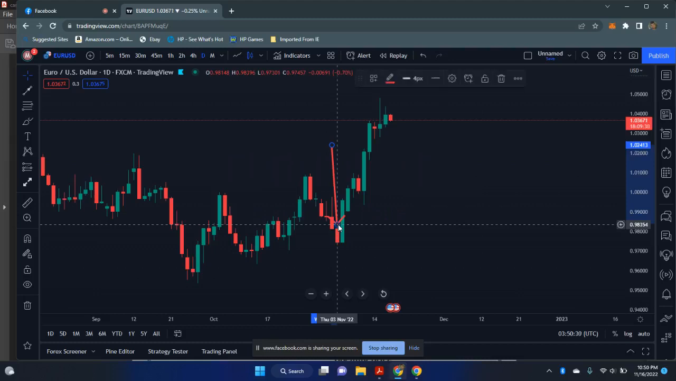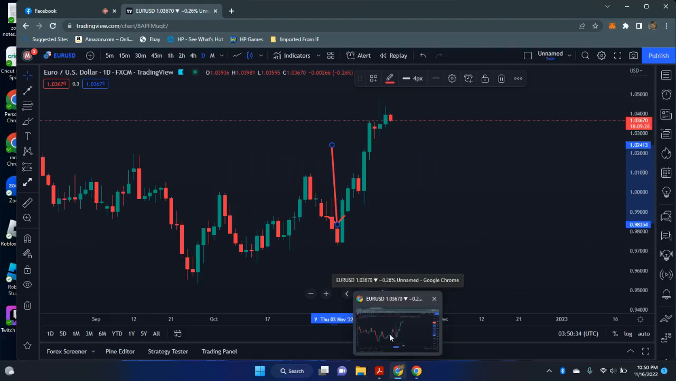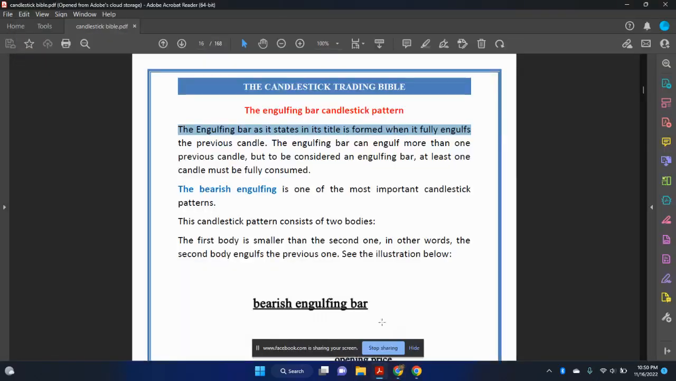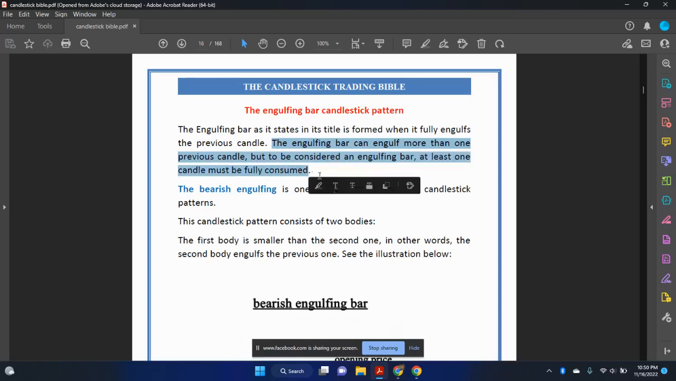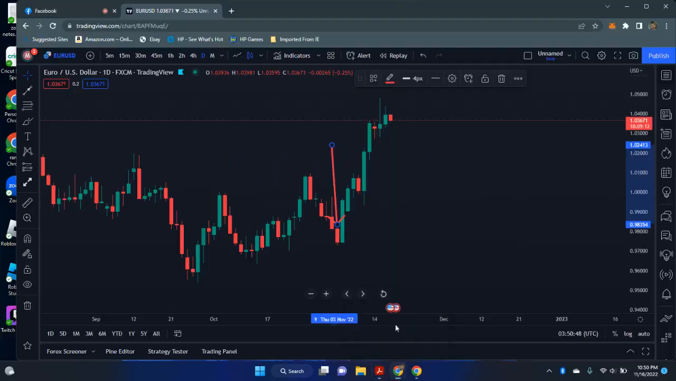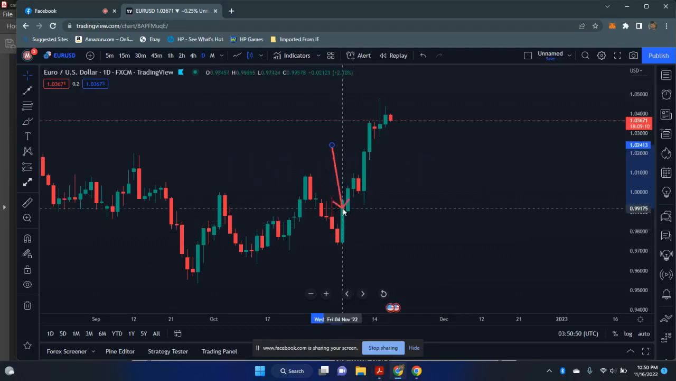It also states that the engulfing bar can engulf more than the previous candle, but to be considered an engulfing bar, at least one candle must be fully consumed. Just definitely ate this up, okay? Ate that for breakfast, lunch, and dinner.